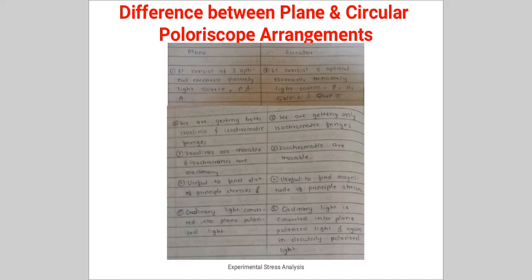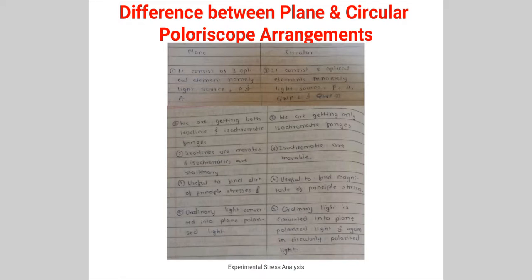In the plane polariscope arrangement, plane polarized light is used. In the circular polariscope arrangement, circular polarized light is used. In the plane polariscope arrangement, the ordinary light is converted into plane polarized light by using the polarizer.